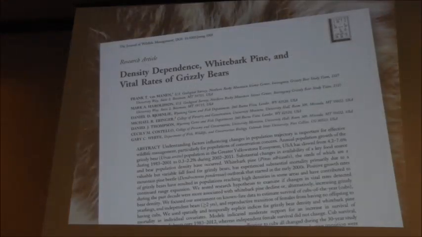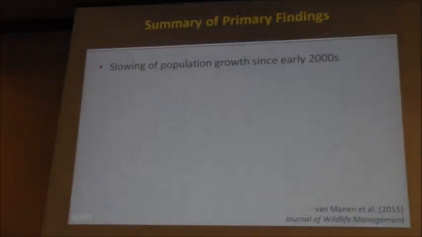Now finally, I'll give you a single slide overview of this paper. The reason is that we've presented some of these results already at previous meetings. This was part of the food synthesis report. This was a paper that we published in the Journal of Wildlife Management. And the summary of these findings was that what we documented, and what I've shown you, is the slowing of population growth since the early 2000s.